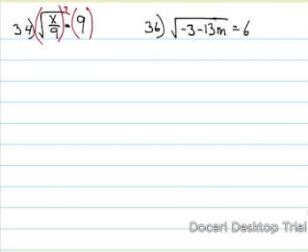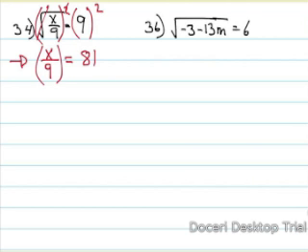Well, when you square a square root, they cancel out, and you're left with just x over 9 equals. When you square the other side, 9 squared is 81. This side is a division problem, so we want to multiply both sides by 9. These 9s will cancel, we'll be left with just x. 81 times 9 is 729.